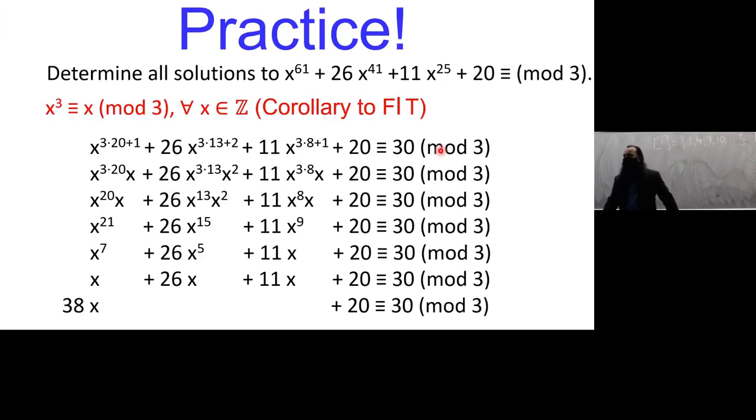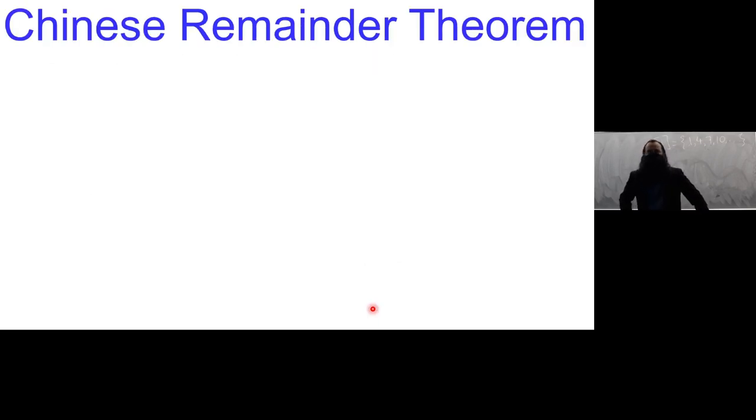Okay. So does anyone have questions about how this happened? Anyone have any questions? Okay, so we have now the Chinese remainder theorem, okay?